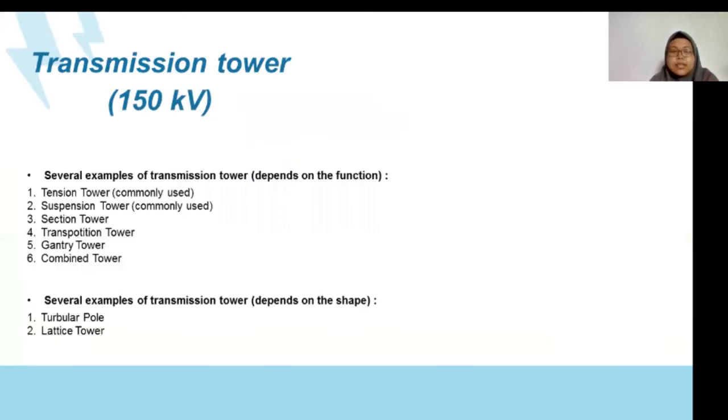Next, we will talk about transmission tower. Transmission tower is an important accessory because the performance of transmission line depends on the design of this transmission tower. And in the slide, we know that transmission tower depends on the function and depends on the shape. There are several examples of that. First, we will discuss several examples of transmission tower depending on the function.